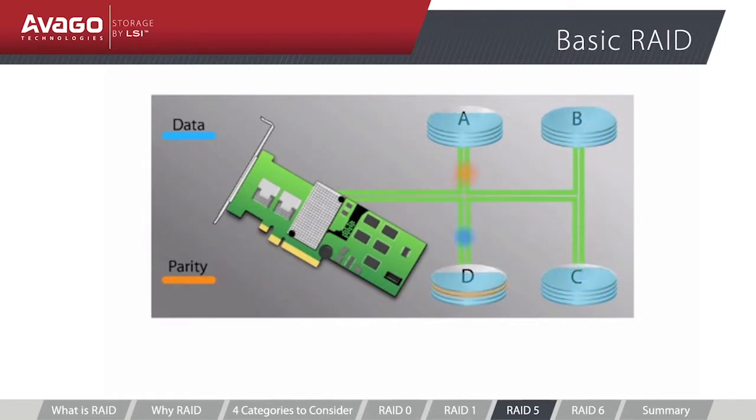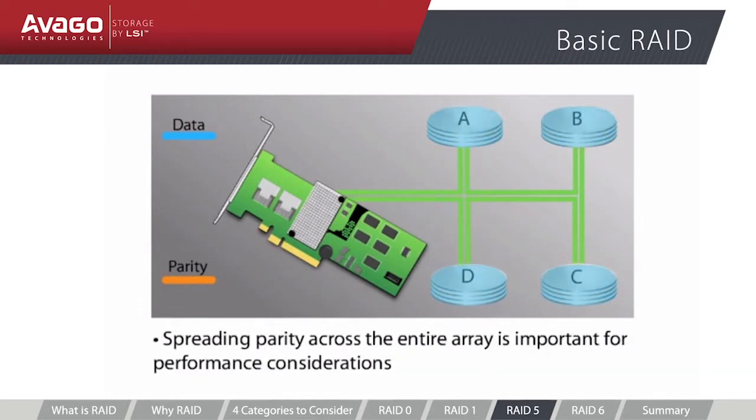For example, if a data bit is written to drive A, then a parity bit for this data will also be created and sent to one of the other drives, B through D. All parity information for drive A will be distributed to drives B through D. The parity for drive B will be distributed to drives A and C and D, etc. Spreading parity across the entire array is important for performance considerations.